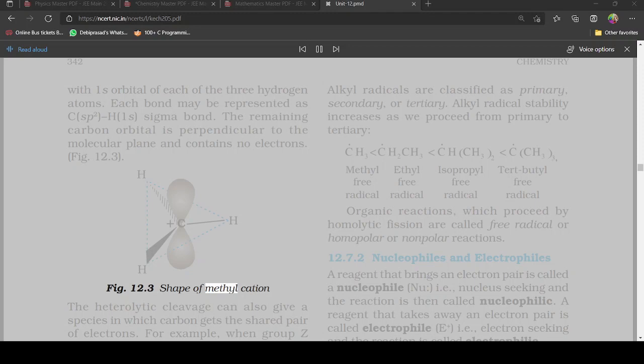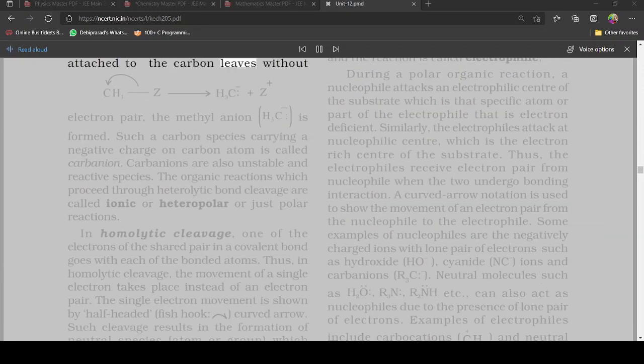Fig. 12.3 Shape of methyl cation. The heterolytic cleavage can also give a species in which carbon gets the shared pair of electrons. For example, when group Z attached to the carbon leaves without electron pair, the methyl anion is formed. Such a carbon species carrying a negative charge on carbon atom is called carbanion. Carbanions are also unstable and reactive species.